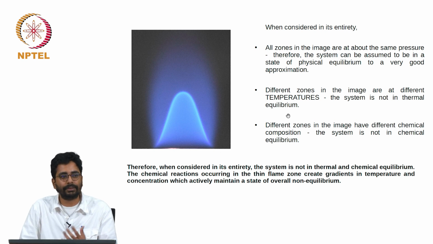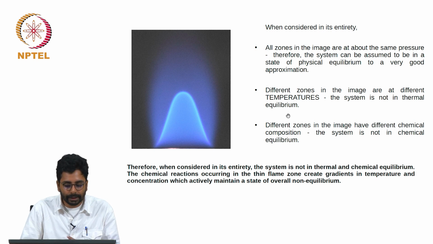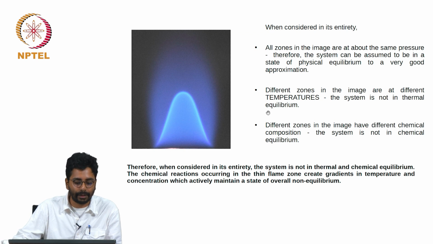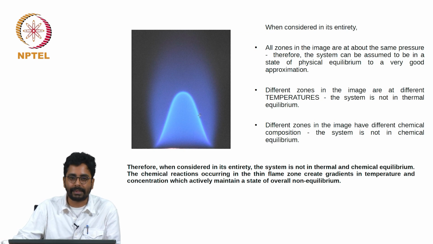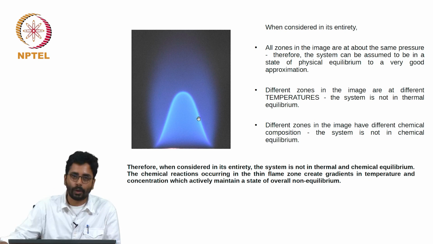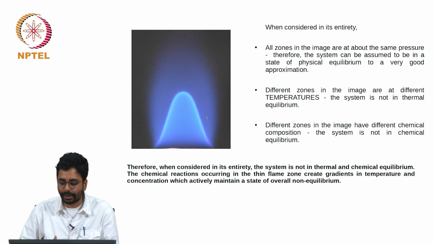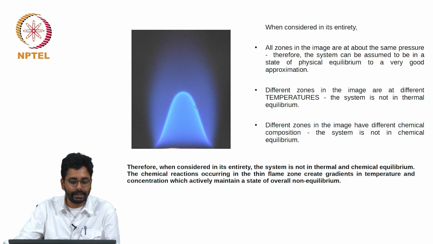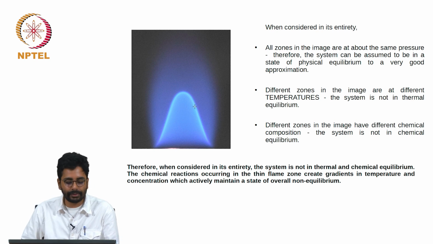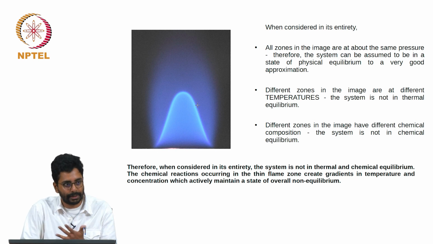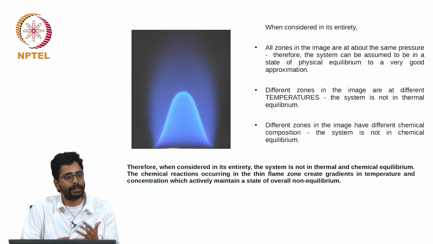What we mean by that is the pressure everywhere is roughly the same, but different zones in the image are at different temperatures. Obviously the system is not in thermal equilibrium. For example, the temperature, as we saw in the previous slide, close to the flame is much higher than it is elsewhere. Also, different zones in the image have different chemical composition. Inside the cone you have predominantly reactants. At the flame the reactants are getting converted into products, and outside of the flame you have products of combustion. So the system is not in chemical equilibrium, the system is not in thermal equilibrium, but to a very good approximation it is at physical equilibrium.